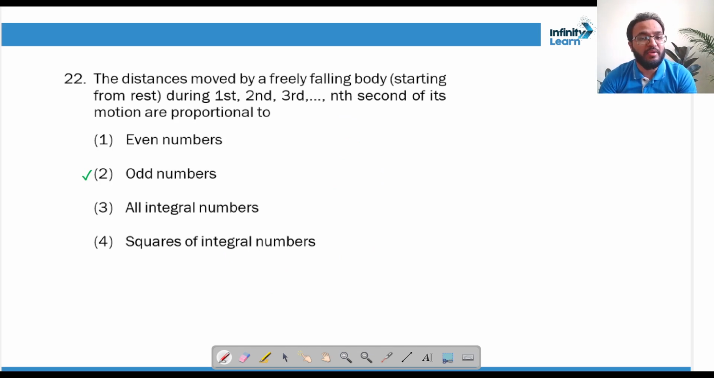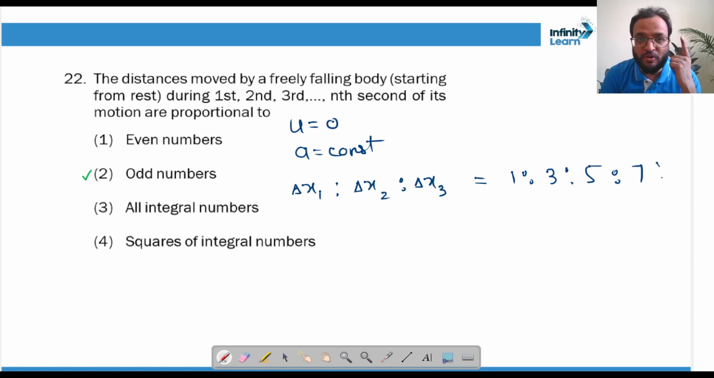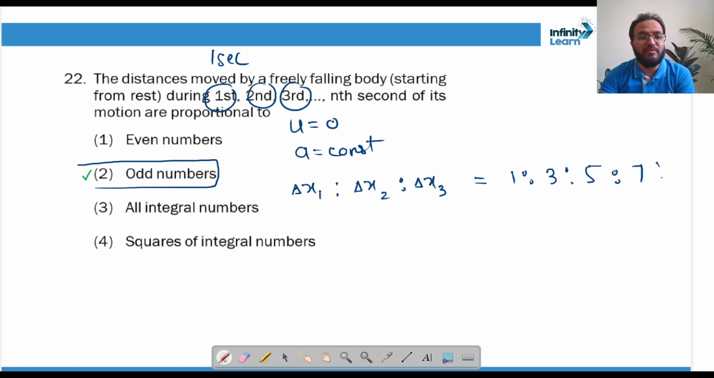The distances moved by a freely falling body during the first, second, third, nth second of its motion are proportional to, simple. See, if your initial velocity is zero and acceleration is constant, then remember this formula: the ratio of the displacements in equal intervals of time is always 1:3:5:7, like that. That means if a body is starting from rest and its acceleration is constant, then the ratio of the displacements in equal intervals of time, let's say the first 2 seconds, then the next 2 seconds, then the next 2 seconds, these are equal intervals. So displacement will be 1:3:5:7. The equal time intervals can be anything, 2 seconds or 5 seconds or 10 seconds, doesn't matter. That is why they are saying first second, second second, so equal time intervals of 1 second, right? So they must be multiples of odd numbers, right?